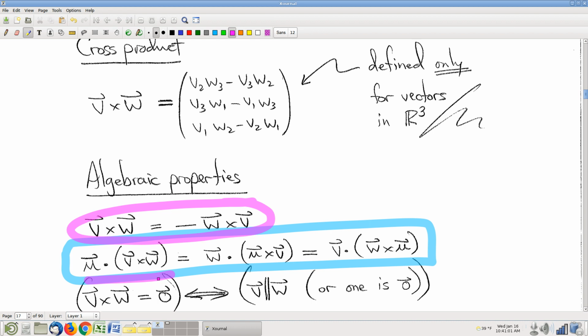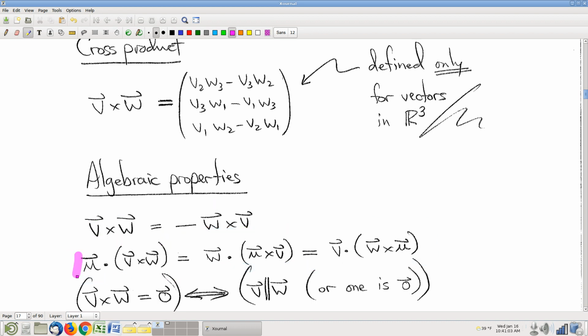So this construction, where we dot a cross like that, is called a triple product. Triple products turn out to have some really interesting features. We're going to talk about that as we go along today.